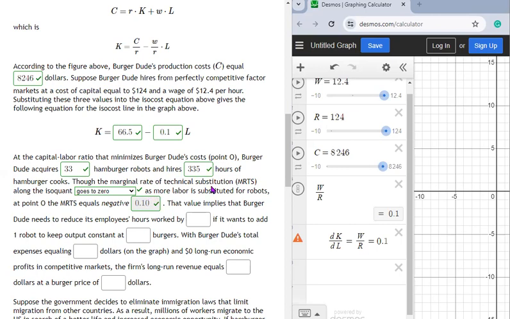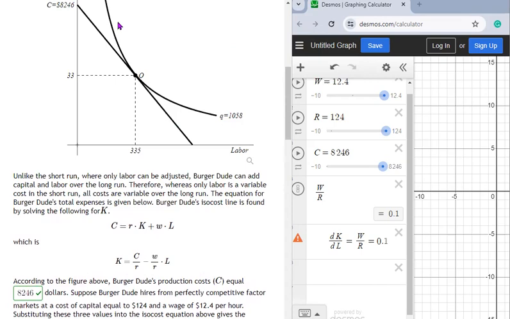All right, I had to fix that. So the marginal rate of technical substitution equals negative 0.1. That value implies that Burger Dude needs to reduce its employees' hours worked by what if it wants to add one robot to keep output constant at, we're trying to keep output constant at what? 1058.